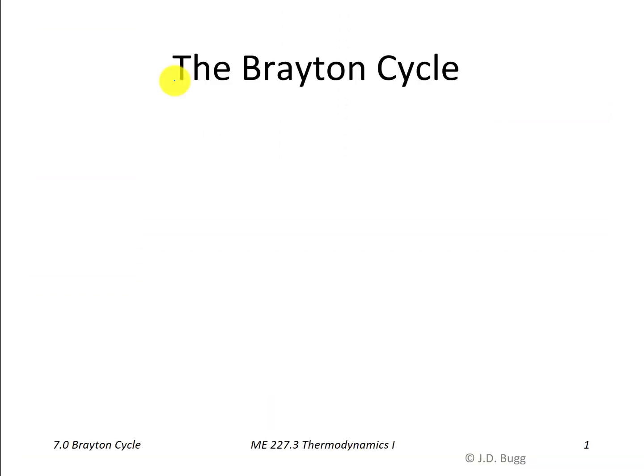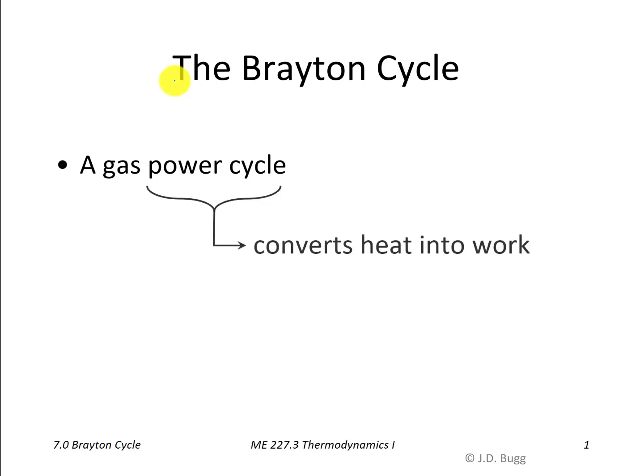The final power cycle that we're going to consider in this course is the Brayton cycle. So the Brayton cycle is a gas power cycle. So first of all, let's remember what a power cycle is. A power cycle is a machine that converts heat into work. So this is the same as a heat engine. Heat engine, power cycle means the same thing.